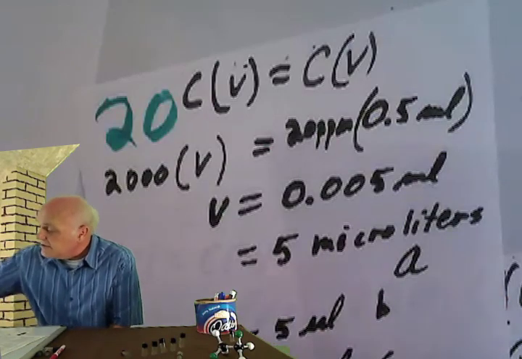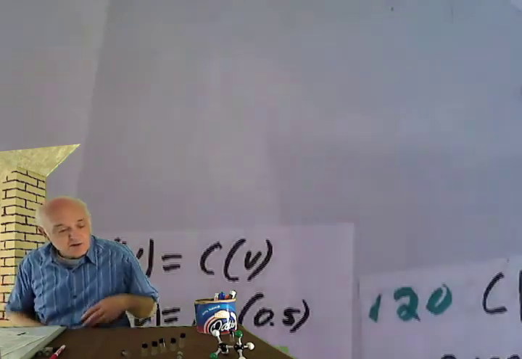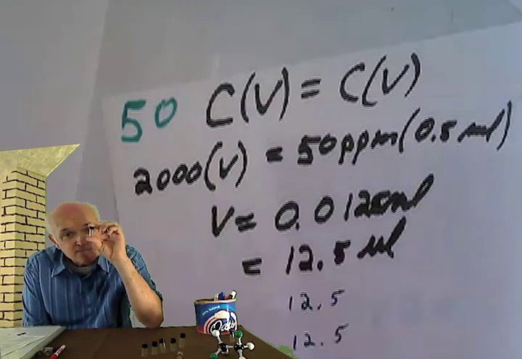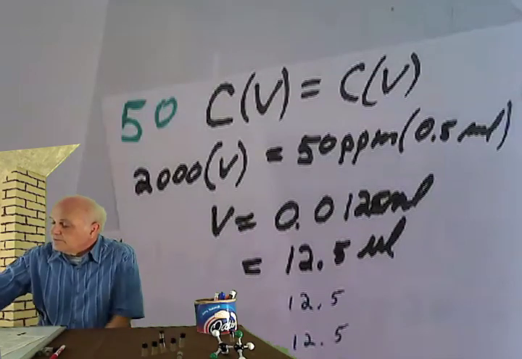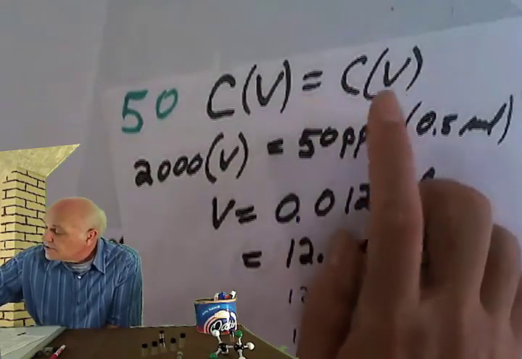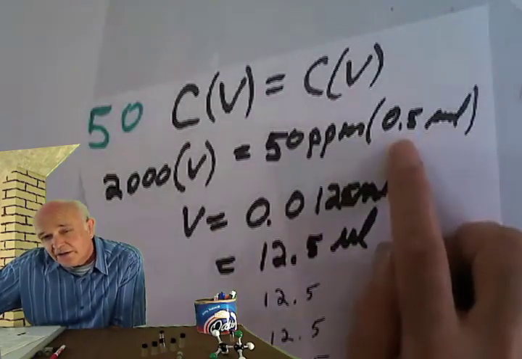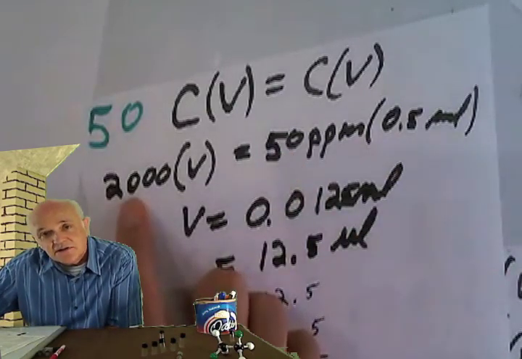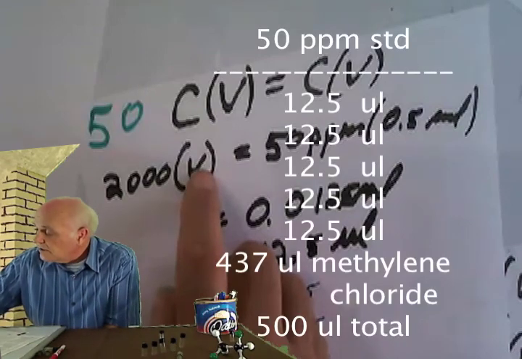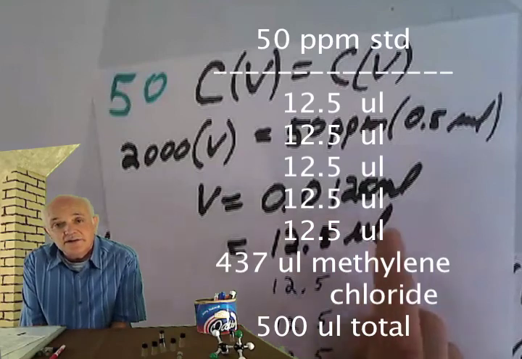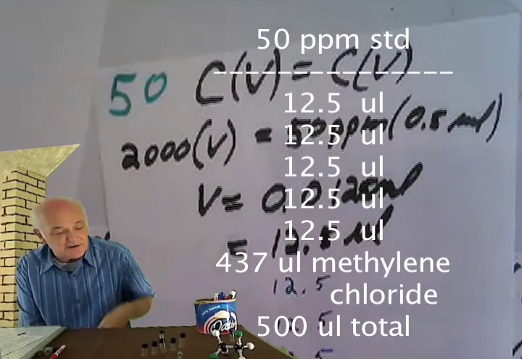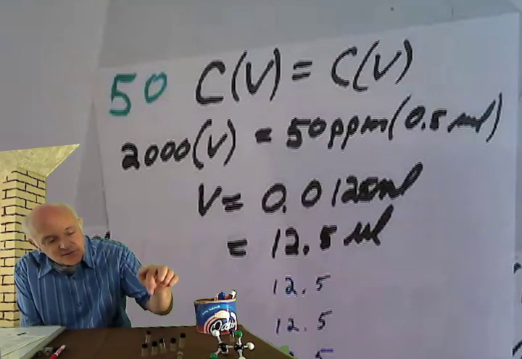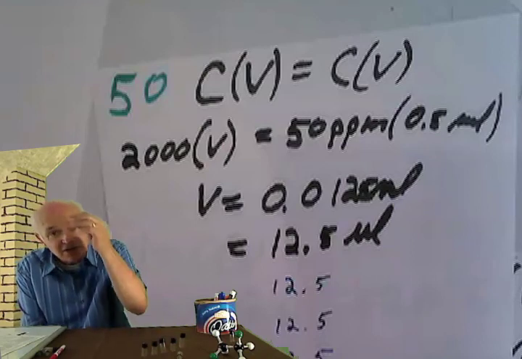Okay, we need one that's 50 parts per million. So we want a vial that's 50 parts per million of each of these, and we want 0.5 milliliters when we're done. Concentration times volume is equal to concentration times volume. Our final volume is 0.5 milliliters. Our final concentration is 50. Our initial concentration is 2,000. How much do we need to add? Well, we end up with 0.0125 milliliters. That's 12.5 microliters. Not a problem. We put 12.5 microliters from each of the five standards in here, and we're done.